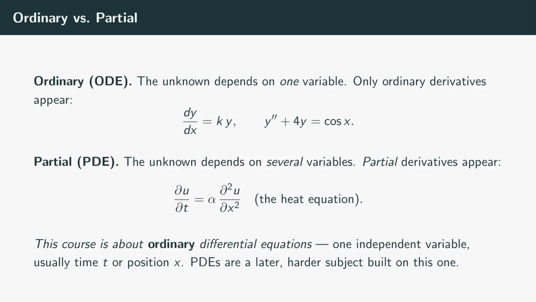The second family is the partial differential equation. There, the unknown depends on several variables at once, say temperature as a function of both position and time, and partial derivatives appear, written with that curly partial symbol. The heat equation, which says the partial derivative of temperature with respect to time equals a constant times the second partial derivative with respect to position, is the classic example. Partial differential equations are a richer and harder subject, and they are built squarely on top of the ordinary theory, so we earn the right to study them by mastering ordinary equations first. For the rest of this course, ODE means one independent variable.